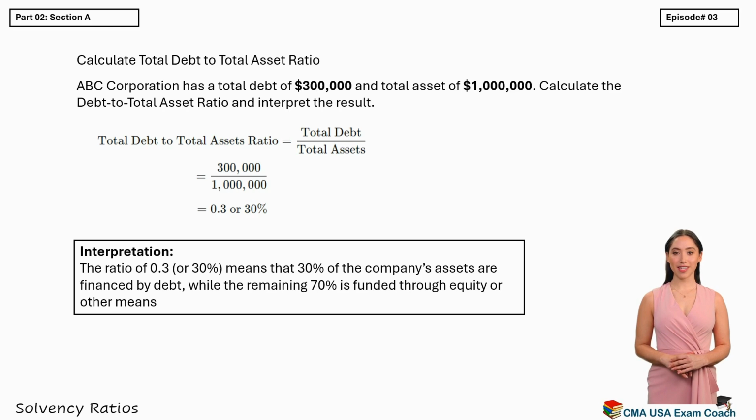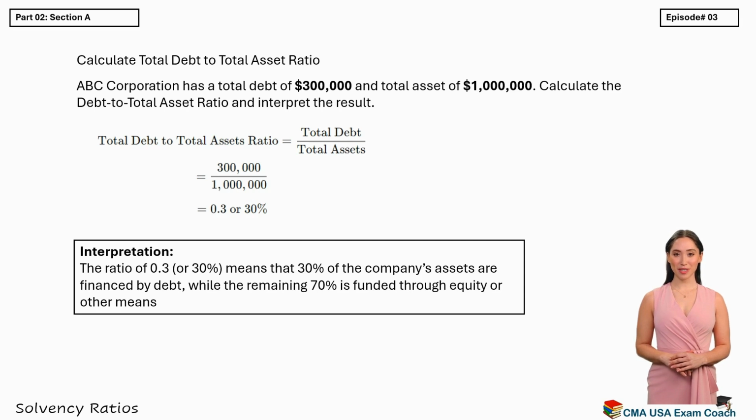This means that 30% of the company's assets are financed by debt, while the remaining 70% is funded through equity or other means. A lower ratio like this suggests that the company has a relatively strong financial position, as it does not rely heavily on debt to fund its operations. Why is this important? A higher ratio would indicate that the company is more dependent on borrowed funds, which could lead to higher financial risk.